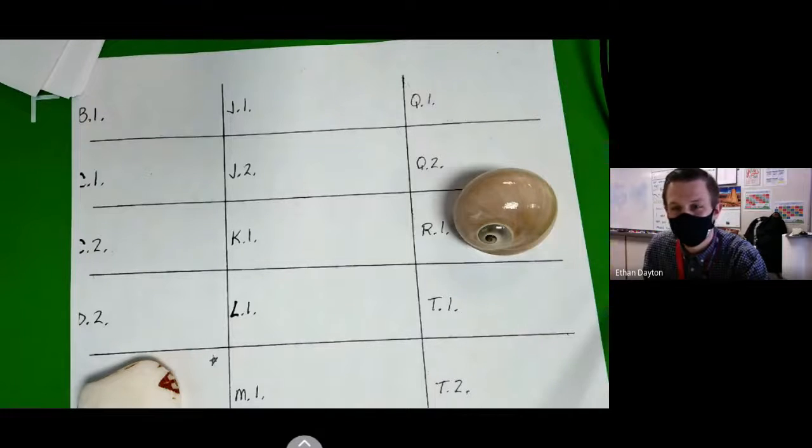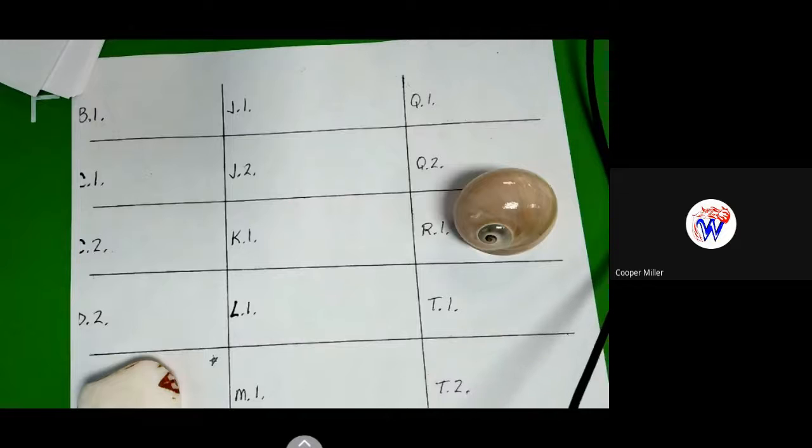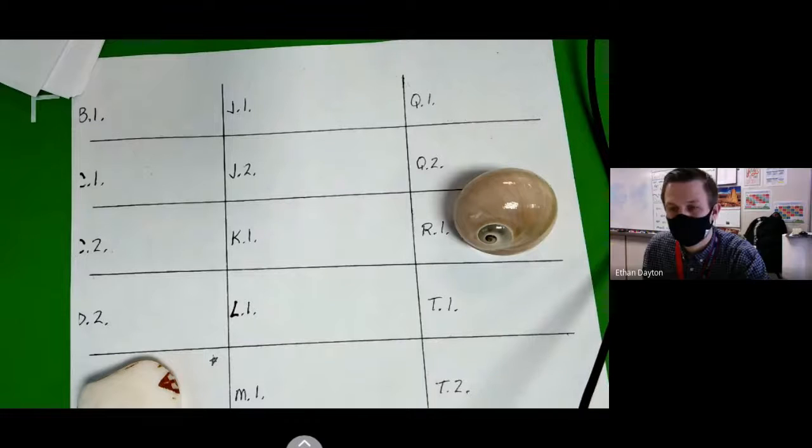And for my in-person classes, I have them race, and winners get Dilly bars. Pretty cool, right? Cooper, yes. If we don't have it done by the end of the hour, what do we do? That's okay.